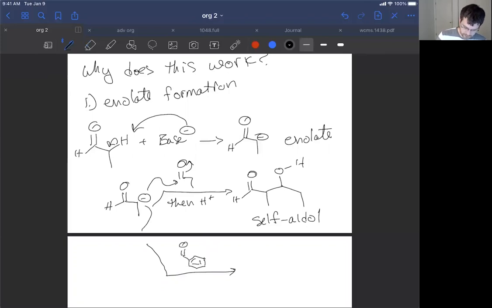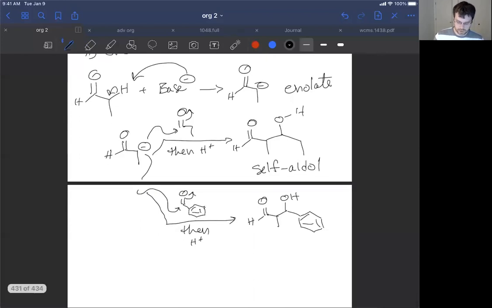Okay, so the negative charge adds to the carbonyl, pushes the electrons up. Then H plus to neutralize the O minus gives us our crossed aldol product, where now there's my typical framework of an aldol product. The methyl group at the alpha position, the gamma position has the phenyl group of the electrophile. Okay, so this is now our crossed aldol product.